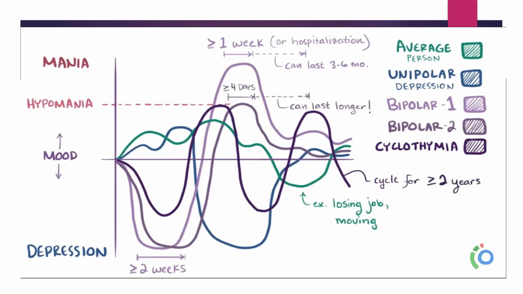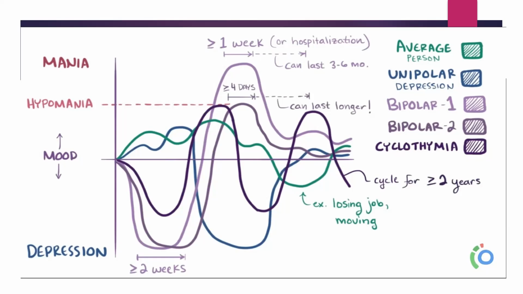The light purple line here is the bipolar 1 disorder. In this, the person suffers from major depression, which is of more than 2 weeks or a 2 week period. But he also suffers a high, which is known as mania, and which lasts for 1 week or more, and then he comes to a normal stage.